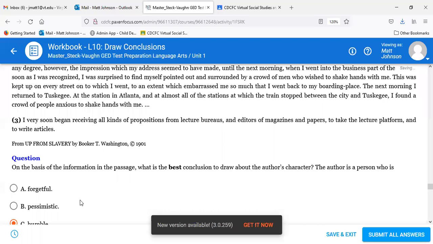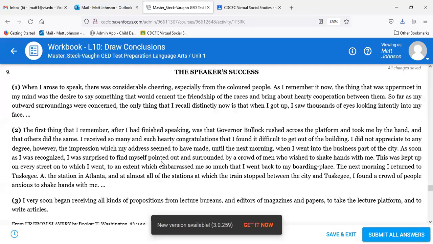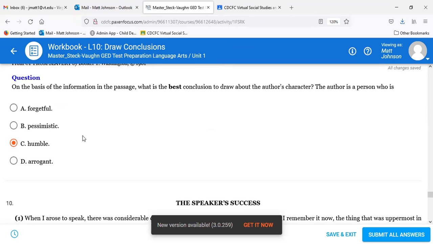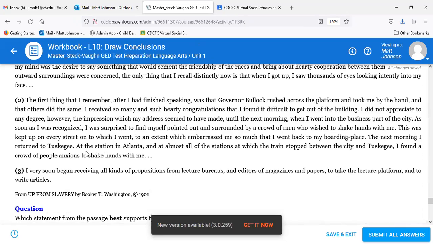And, you know, the best indication there is, right, he wanted to go back to his boarding place. Like, this was kept up on every street, right? He'd been shaking hands. Finally, to an extent which embarrassed me so much that I went back to my boarding place. So he wasn't used to that attention, and he was humble. So C, as in cat, for number 9.